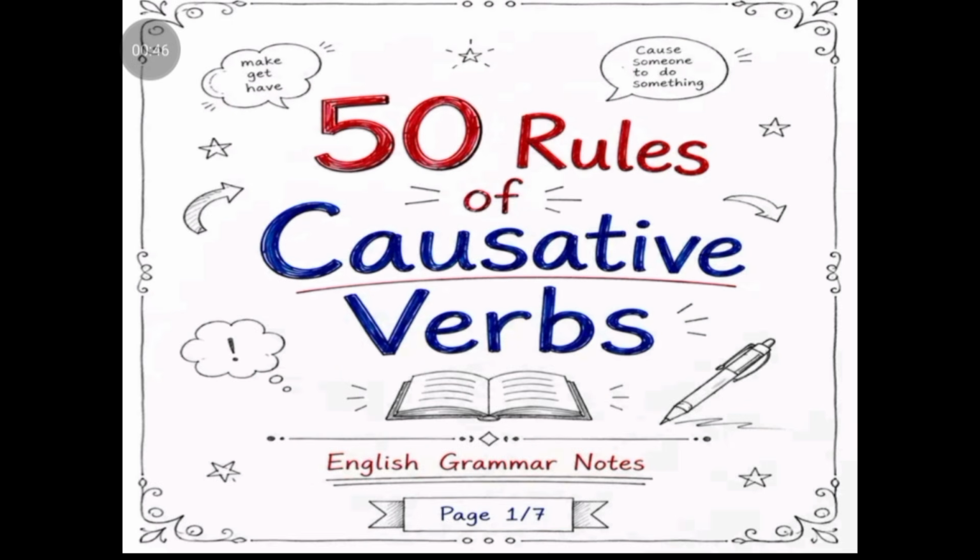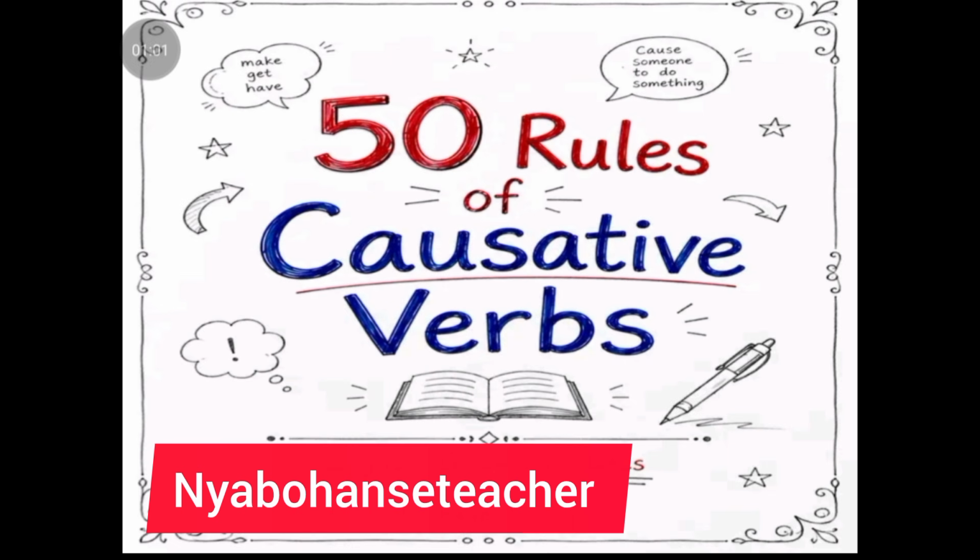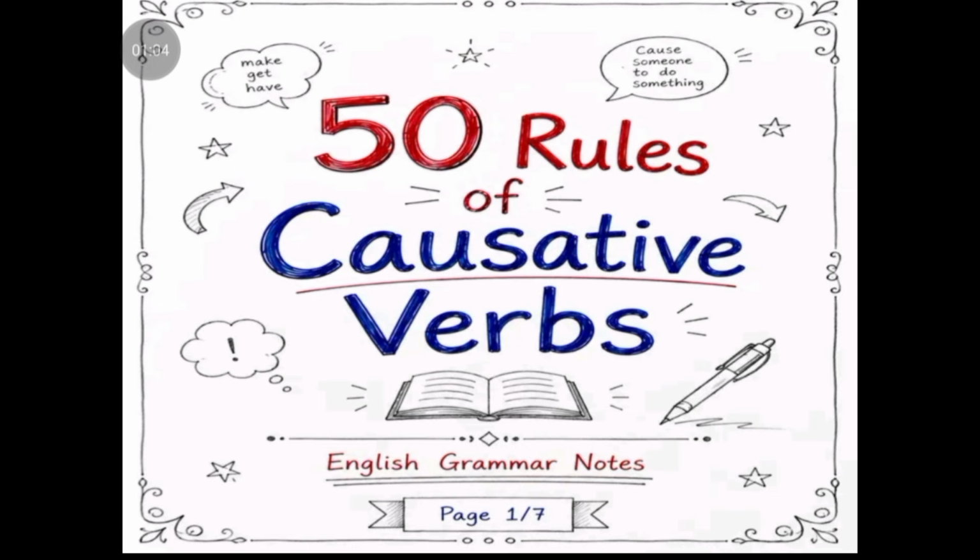So today we're going to learn about 50 rules of causative verbs, and I believe that everyone knows what verbs are. They are words used to show action or state. Causative comes from the word cause, that means something that causes something to happen. If you cause someone to do something, then you have used causative verbs. So we're going to learn 50 rules in this class, so everyone should watch up to the end and understand what we are going to talk about.